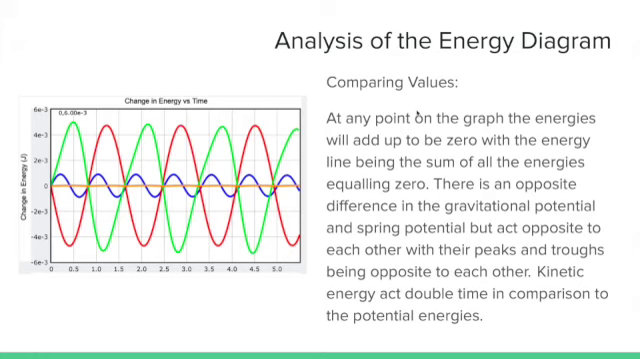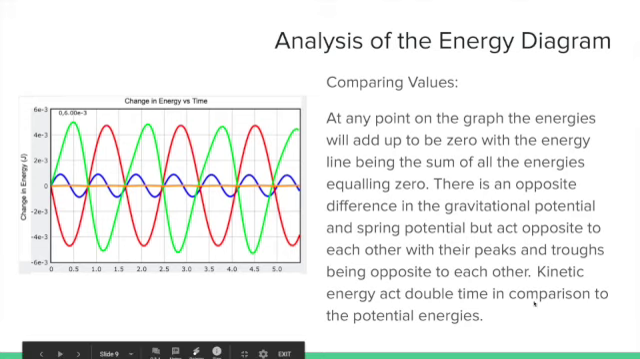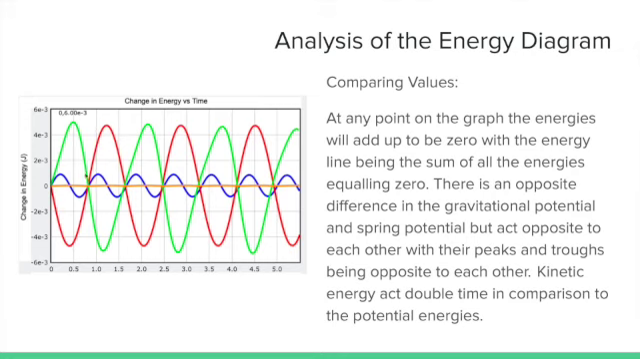Now, when comparing energy values, at any point on the graph, the energies will add up to 0, with the total energy line equaling 0, as shown in the yellow line over here. There is an opposite difference in the gravitational potential and spring potential, acting opposite with each other, with the peaks and troughs being opposite in the graph, and kinetic acting at double time in comparison to the potential energies, with the kinetic energy in blue, the gravitational in red, and the spring in green.